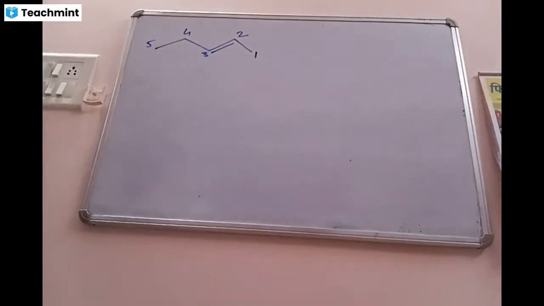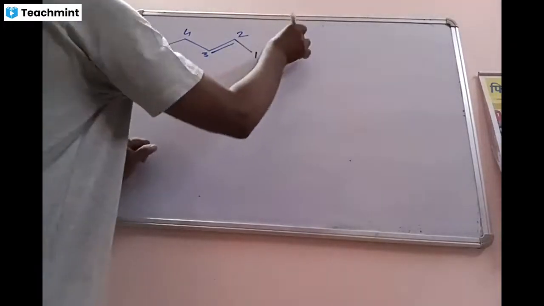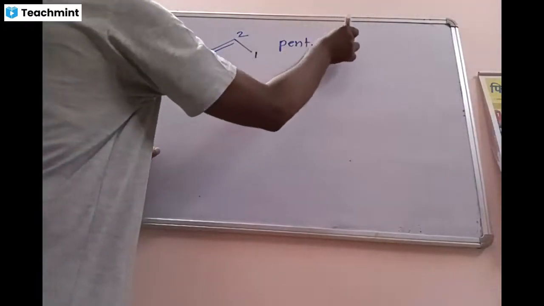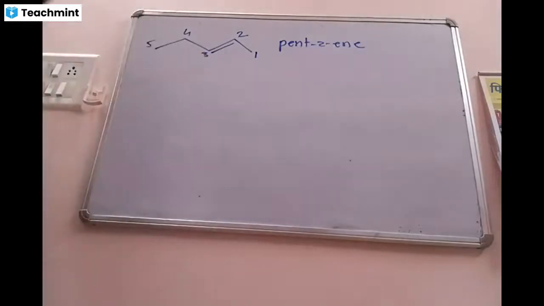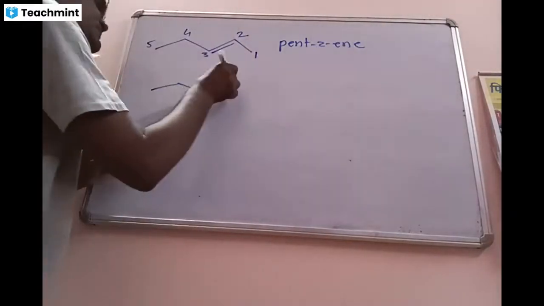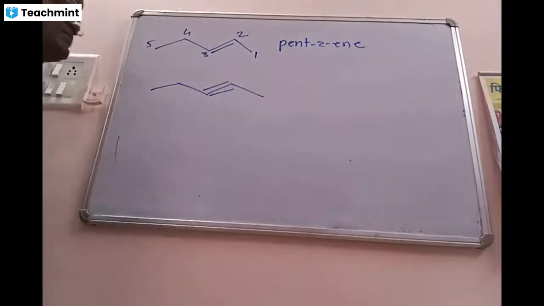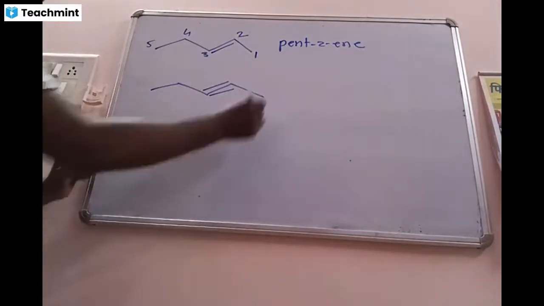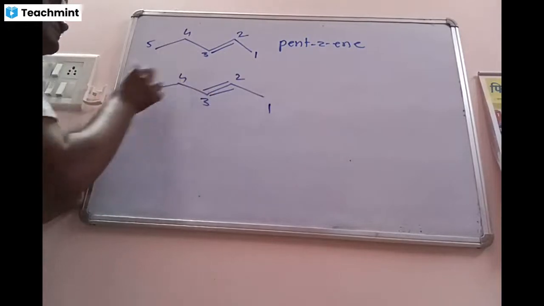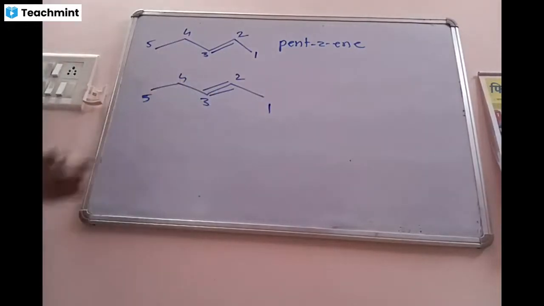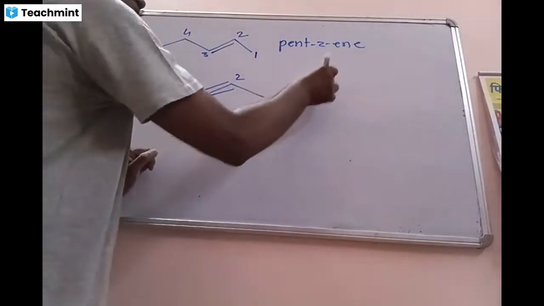Right? And now this is your what? Pent-2-ene. You go for this. Then from which end you will start? This end. What should be the name? Yes, correct. Pent-2-yne.